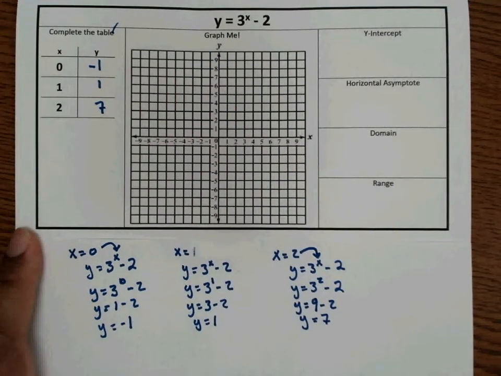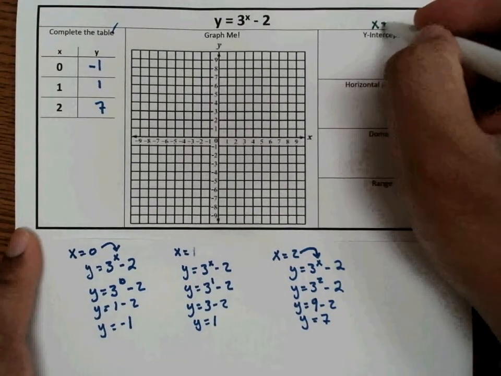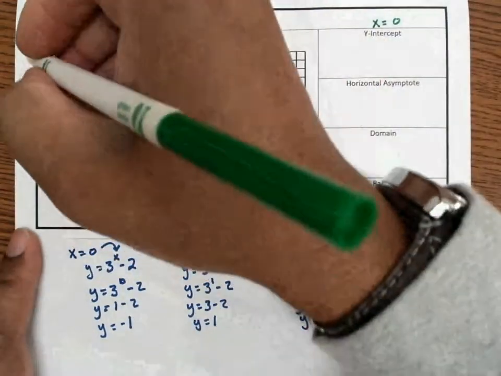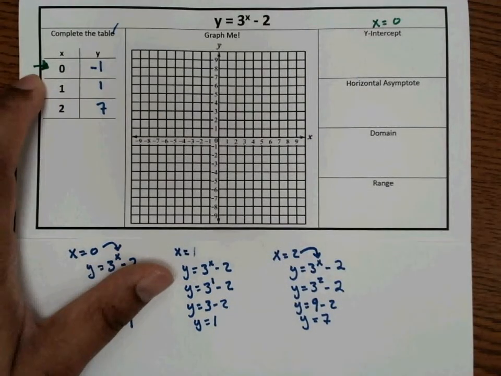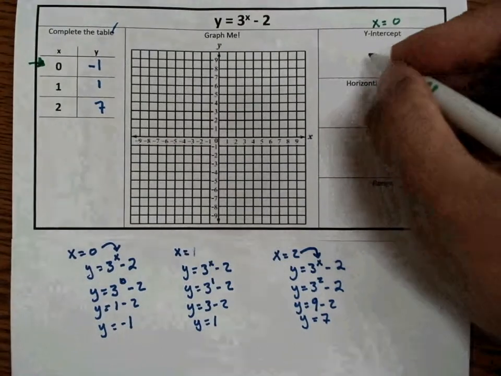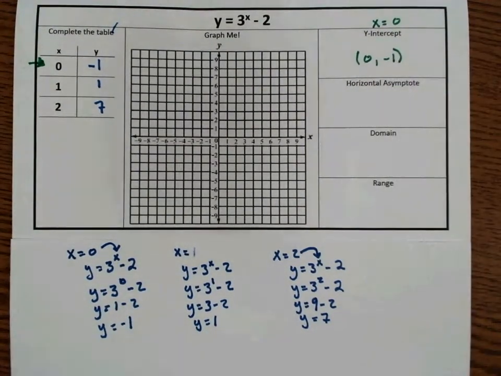And remember from the last video, to find our y-intercept, it's just where x is 0. So x is 0 right here. So I just drew the arrow, x is 0. So we know our y-intercept is going to be 0, comma, -1.